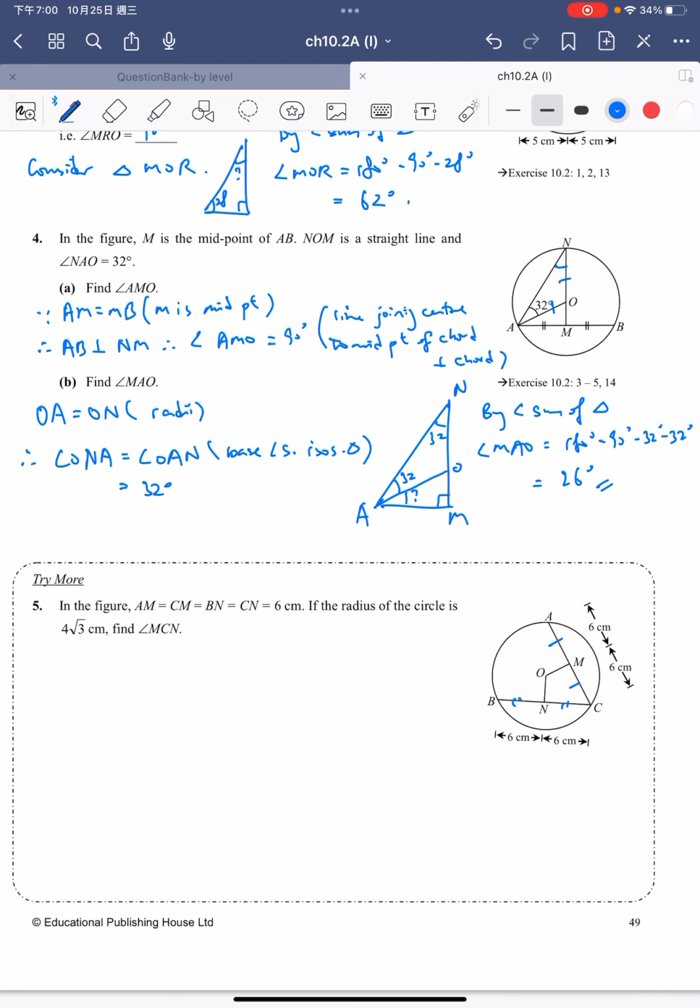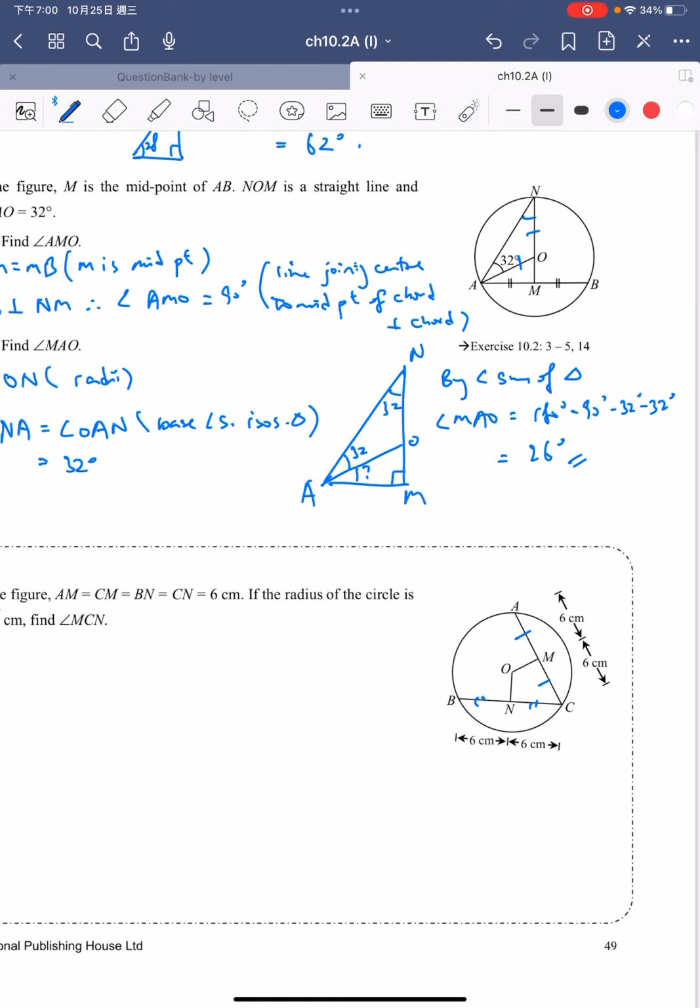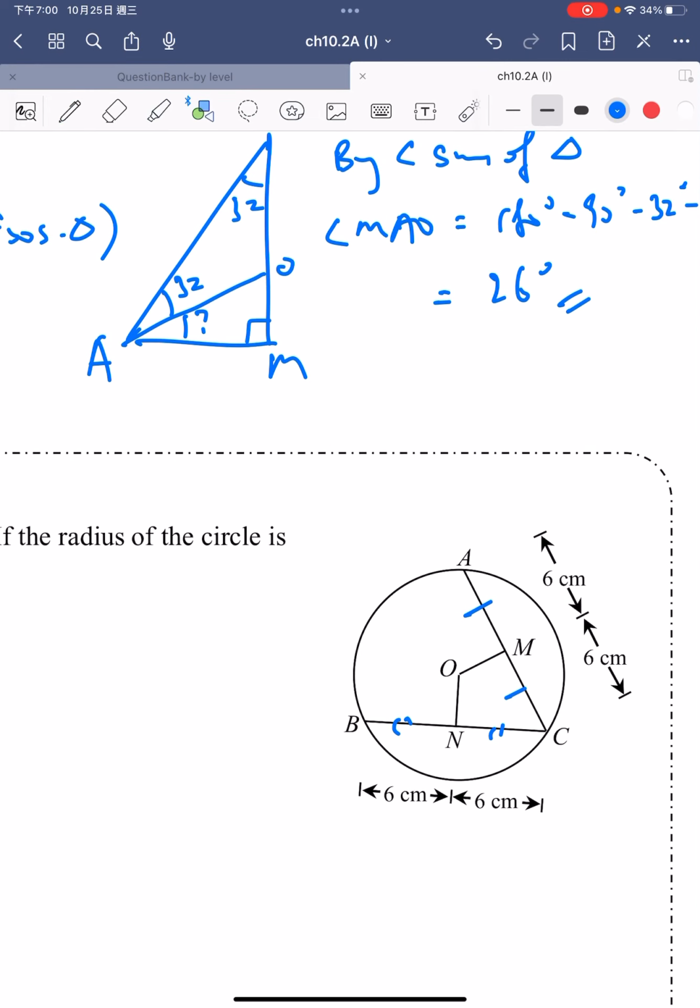So if the radius of the circle is 4 square root 3, the radius is going to be the line joining from the center. It's not ON, okay? ON is not the radius. The radius should be OC. So joining from O, the center, to the circumference is going to be our radius. Because we know that they are the same, we just erase them and focus on OC. So OC is equal to 4 square root 3.